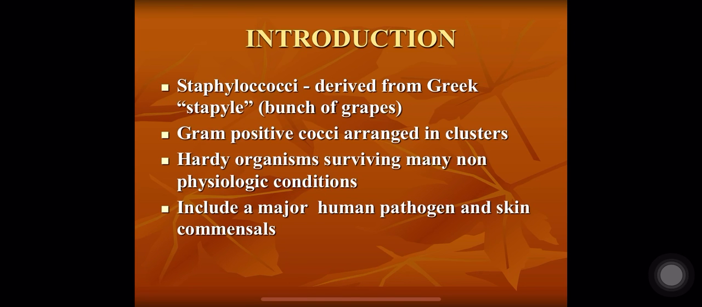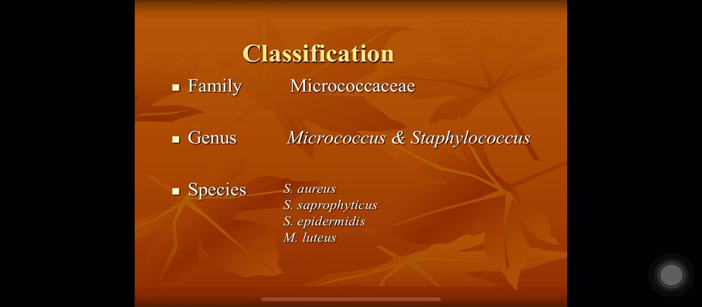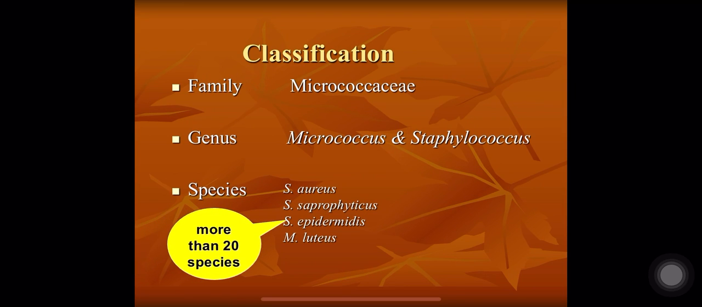Staphylococci, the word is derived from the Greek word staphyle, which means bunch of grapes. They are gram-positive cocci arranged in clusters. They are hardy organisms which can survive in adverse conditions as well. Major human pathogen Staphylococcus aureus and several other skin commensals are included in this group. The family Micrococcaceae has genus Micrococcus and Staphylococcus, which have more than 20 species, including Staphylococcus aureus, Staphylococcus saprophyticus, Staphylococcus epidermidis, etc.